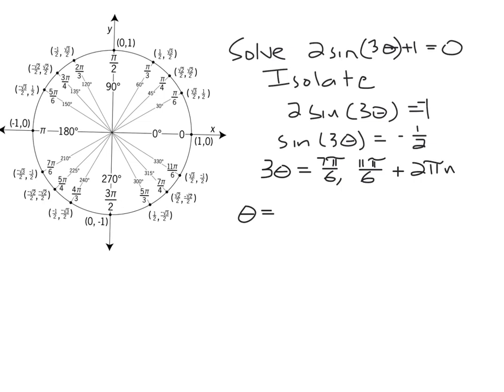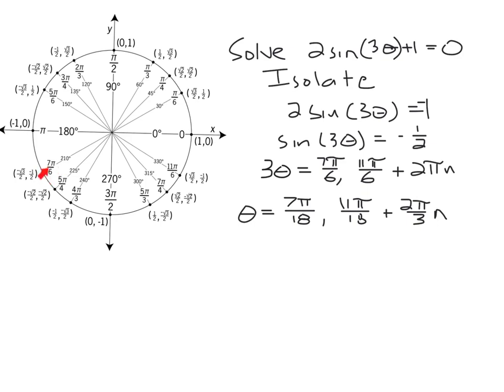So 7 pi over 6 divided by 3, that's the same thing as just multiplying the denominator by 3. So we get 7 pi over 18. That's a weird angle. And then we get 11 pi over 18. And then plus, okay, we have to divide 2 pi n by 3. So 2 pi divided by 3 is just 2 pi over 3. And that's it. So that accounts for all of them. So we've got a solution.